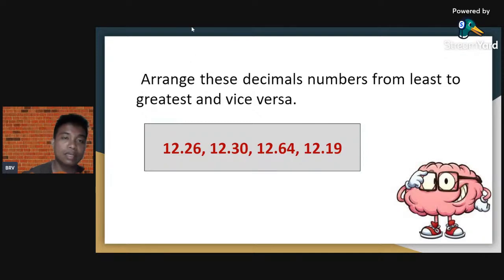So let's see if you can arrange one. I'll give you a minute to arrange these numbers from less to greatest and vice versa. It means vice versa, yung kabaliktaran. Less to greatest, yung i-arrange nyo, and then yung kabaliktaran yan is greatest to less.